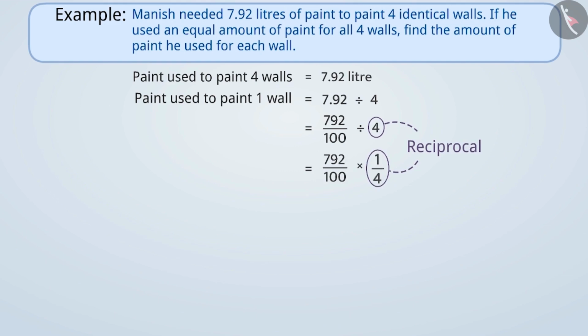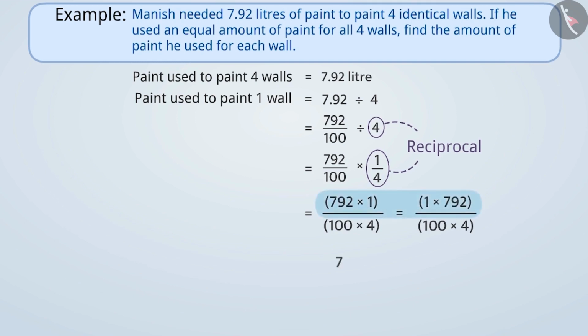792 by 100 into 1 by 4 is equal to 792 into 1 by 100 into 4. We can write this as 1 into 792 by 100 into 4. Can you tell us why we can write 792 into 1 is equal to 1 into 792? Think a little.